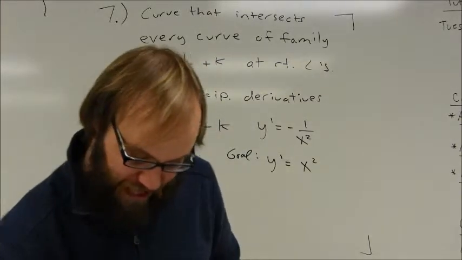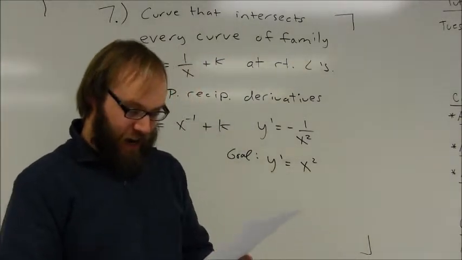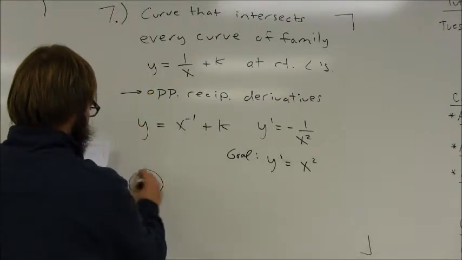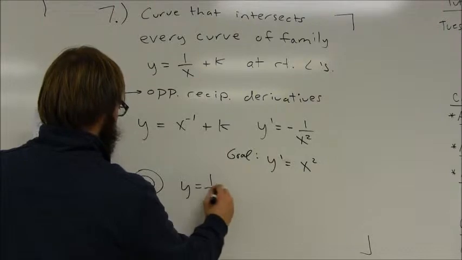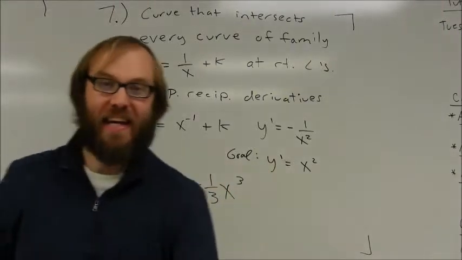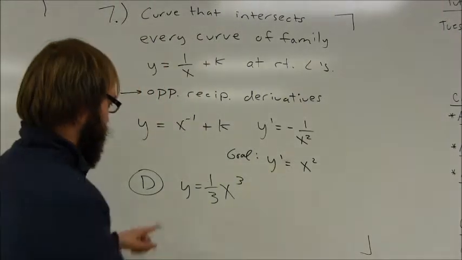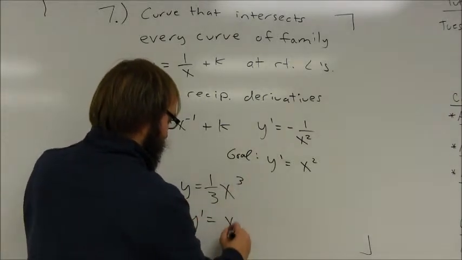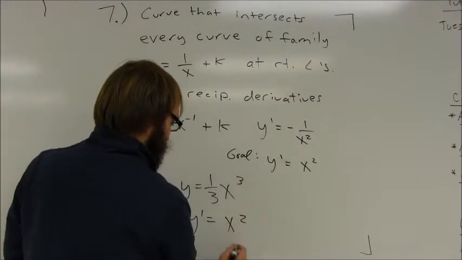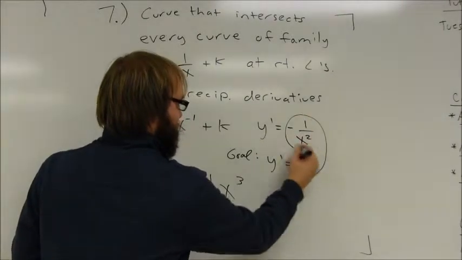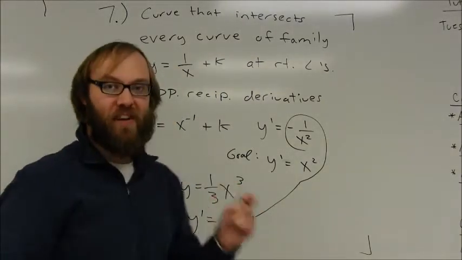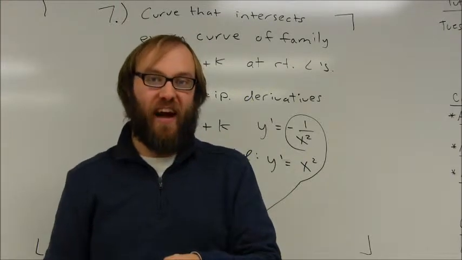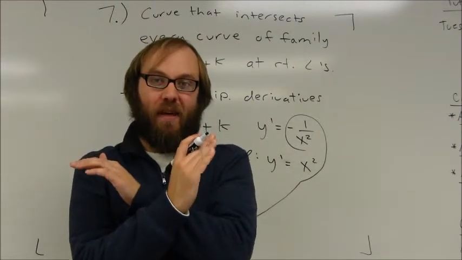Now if you take a look at the answer sheet, you have a couple different choices here, and you'll notice that choice D does exactly that. D gives you the function y equals 1/3 x cubed. Take a look at the derivative function. When I take the derivative of this, when I find y prime, 3 times 1/3 is 1. I drop my power by 1, and you have opposite reciprocal derivative functions, which means for any value of x where these functions are defined, their intersection points are going to happen in perpendiculars.